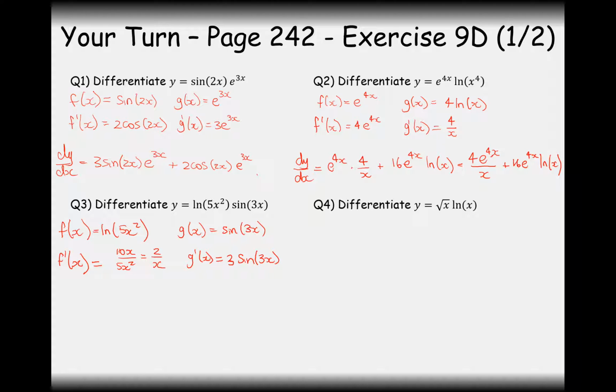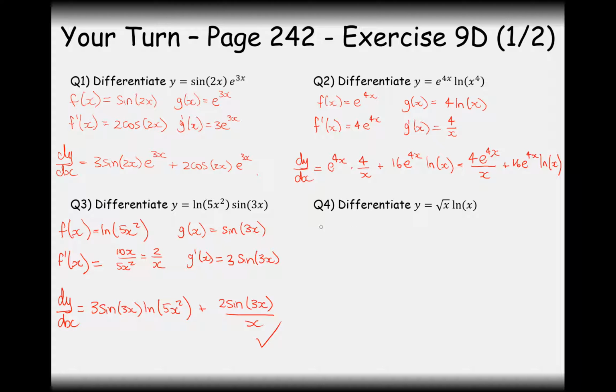So let's now apply the product rule. We're kind of cross multiplying here. So the first one's going to be dy by dx equals 3 sine 3x ln 5x squared plus 2 sine 3x all over x, simplifying as we go along if you can. Okay, so there we are, that's the answer to the third one.